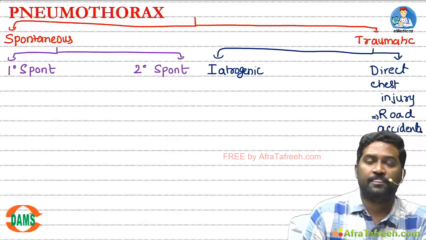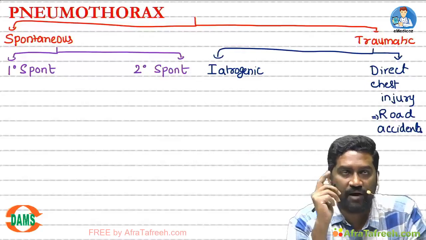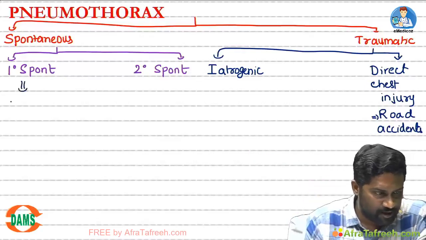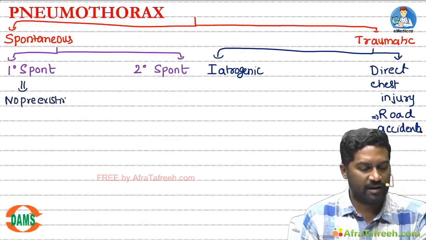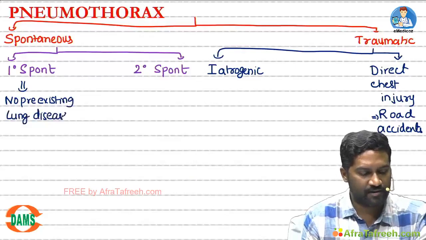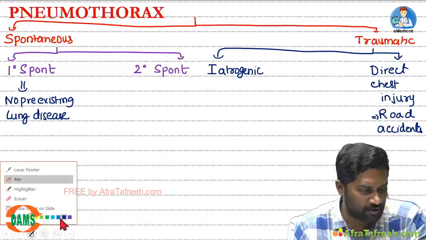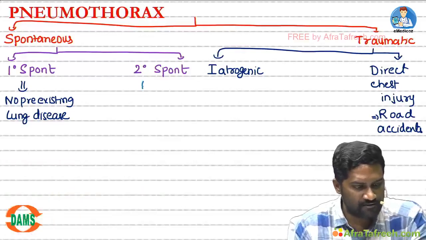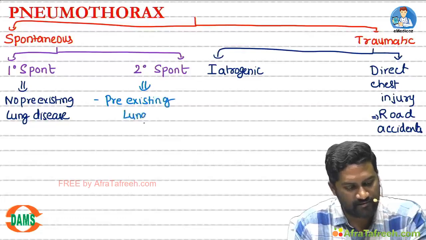Now let us see the medical causes. Primary spontaneous, secondary spontaneous and iatrogenic. Primary spontaneous. There will be no pre-existing lung disease. Patient will not be having any pre-existing lung disease, but still he develops pneumothorax. Exact mechanism is not known. Coming to secondary spontaneous pneumothorax, there will be a pre-existing lung disease resulting in pneumothorax.